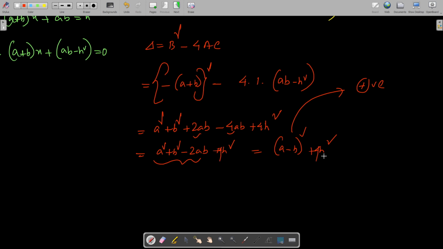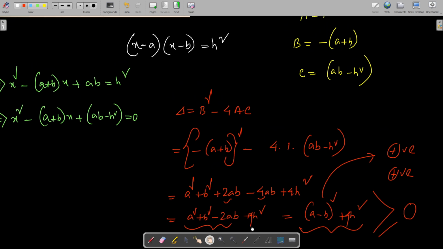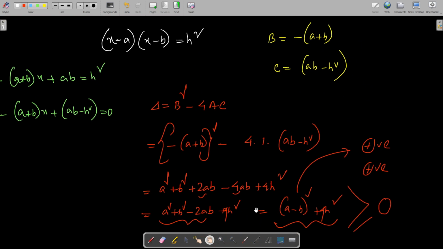So 4h square, in place of h also, no matter what value you put, you will always get a positive number. So what we can conclude from here, from this value, we will always get something which will be greater than 0, or there is a possibility that this can be equal to 0. So hence it is proof that this equation has real roots.